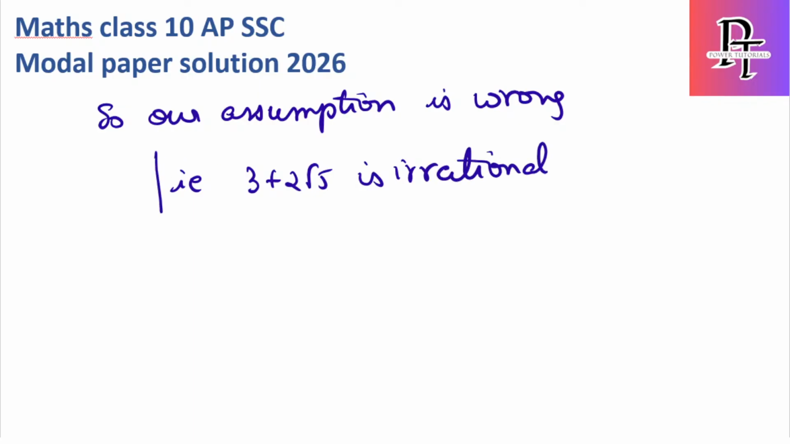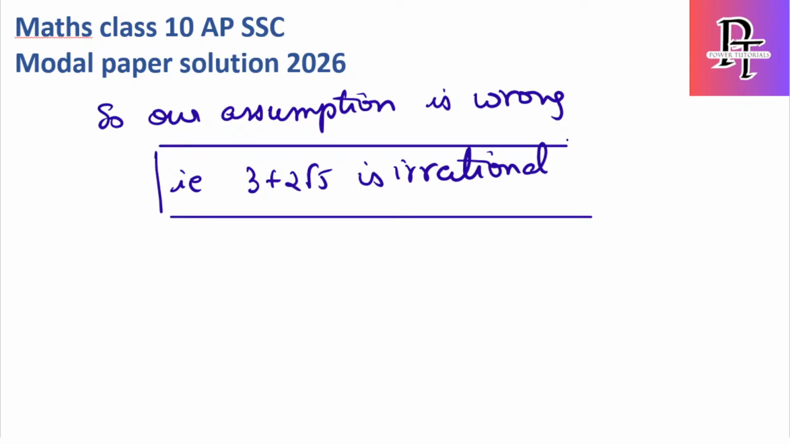So make sure to write all the steps because it is for 8 marks. If it is for just 2 marks, then you can simply say that we know root 5 is irrational, hence the assumption is wrong. But it is for 8 marks, so make sure to write it all. First prove root 5 is irrational and then prove that 3 plus 2 root 5 is irrational. Okay, let's move to the next one.